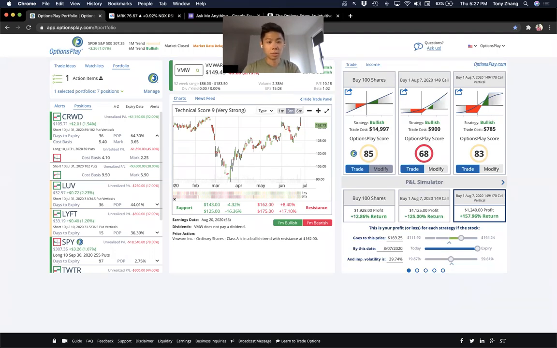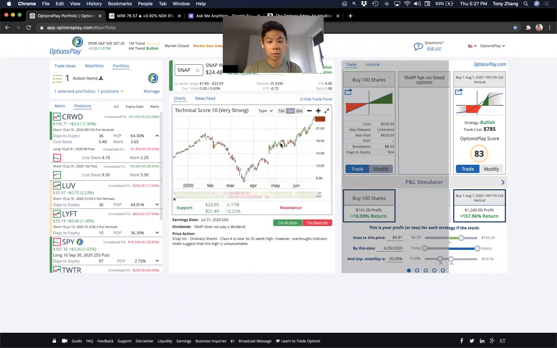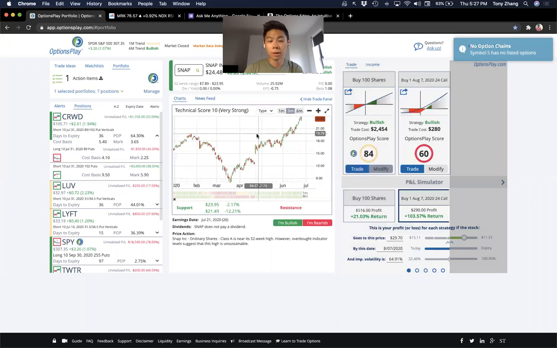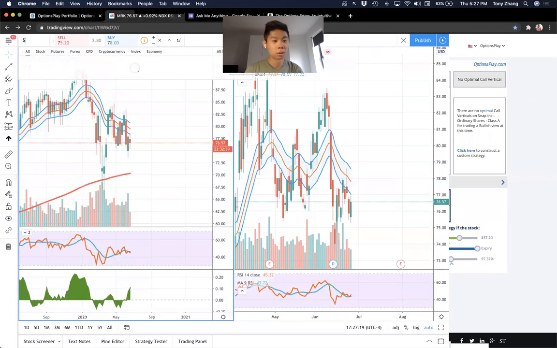Snapchat. I haven't taken a look at this stock, but it really has taken off here. This is a stock that we've liked for quite some time. I actually wasn't expecting it to be this strong in terms of the chart. Let's just take a look at this a little closer.